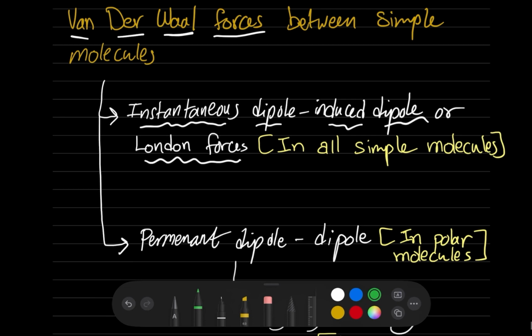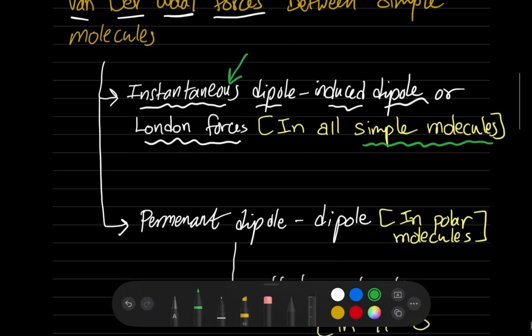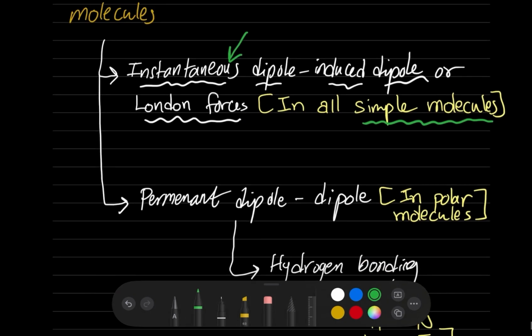And what you have to put in your mind is that this type of interaction is present in all simple molecules. And you have to put in your mind something: we don't call this type of interaction a bonding. It's not a bond. It's just interactions or attraction forces between molecules. So let's go again here. The instantaneous dipole, induced dipole, is present in all simple molecules in the universe.